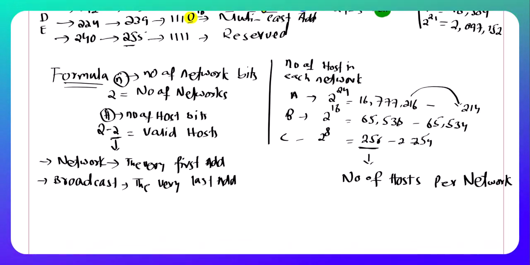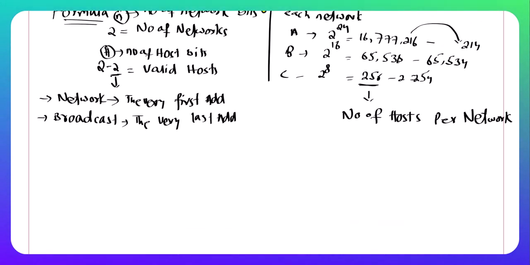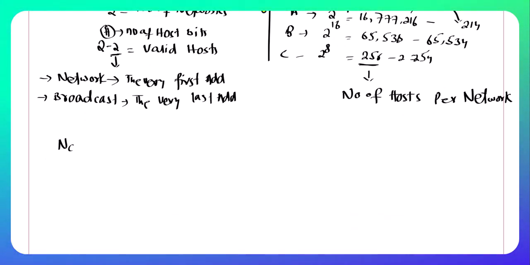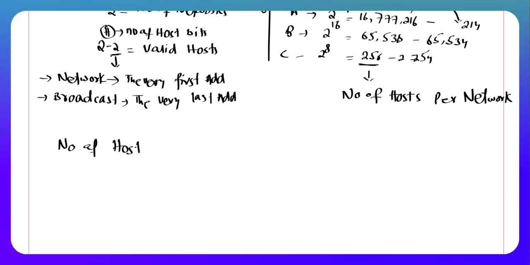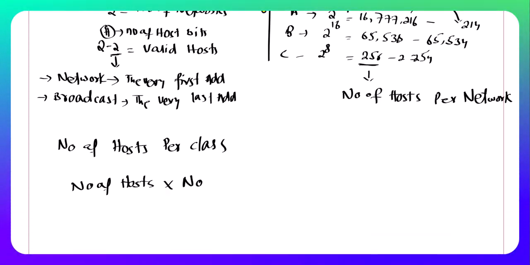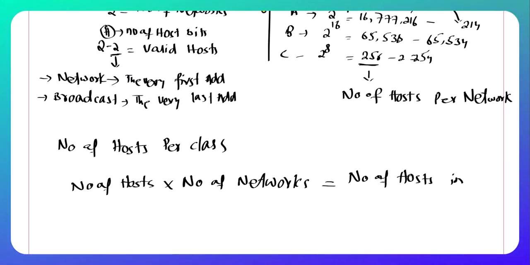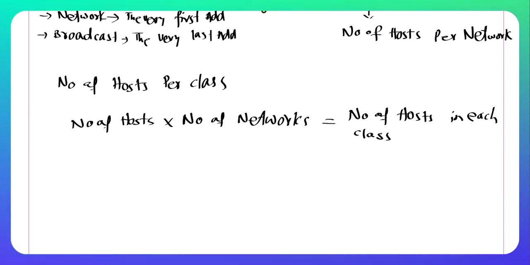If you want to find out the number of hosts in each class, then you should use this formula for hosts per class: number of hosts multiplied by number of networks is equal to the number of hosts in each class. For example, for class A, what is the amount of hosts?